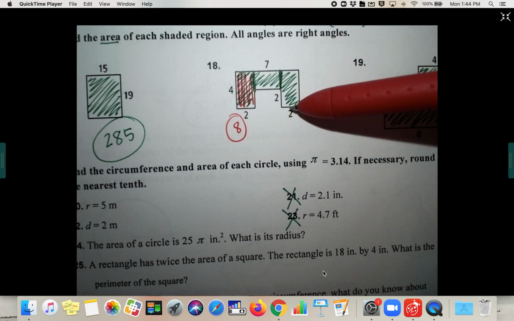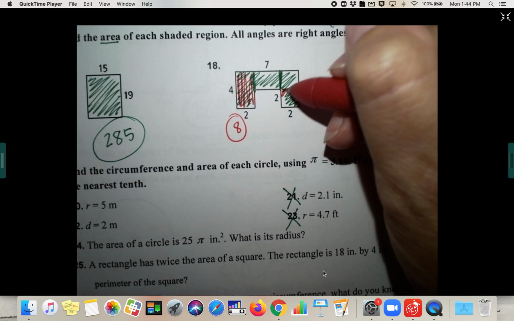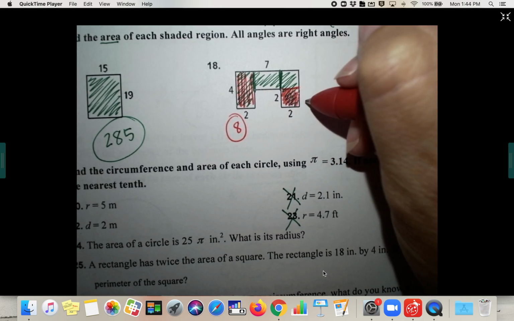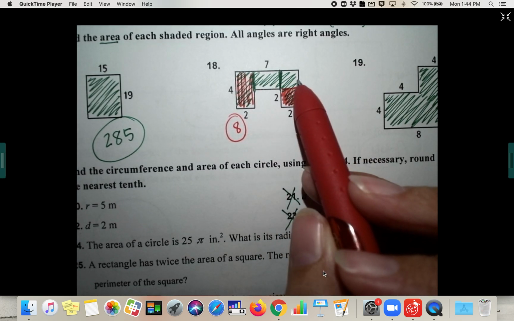Actually, we don't know that, do we? We don't know that. But we do know that this little section is 2 by 2. So this little section is 4. Okay, let's see if we can figure out this section.